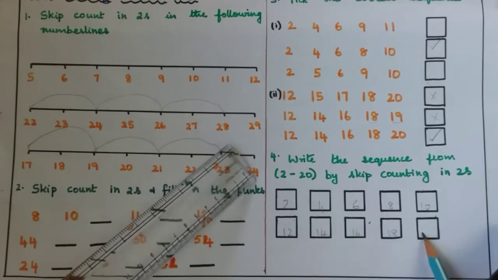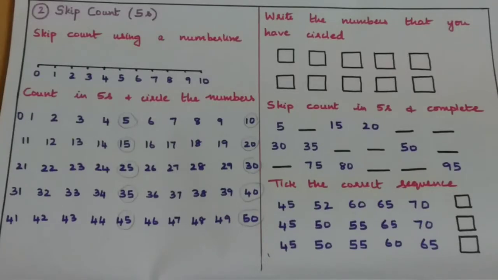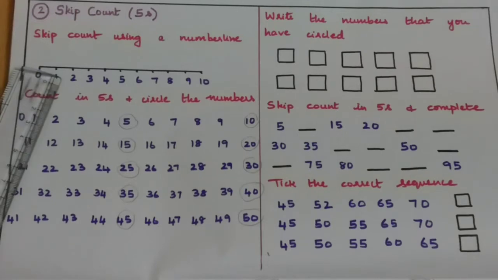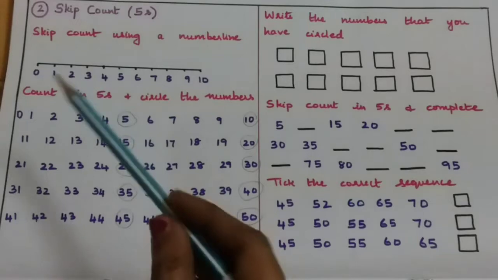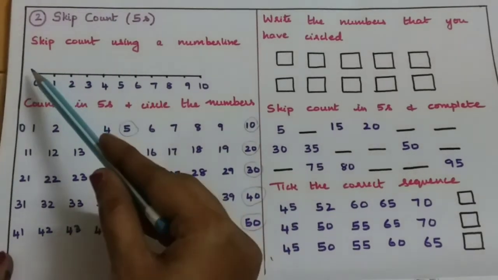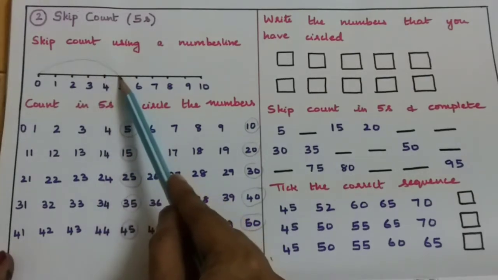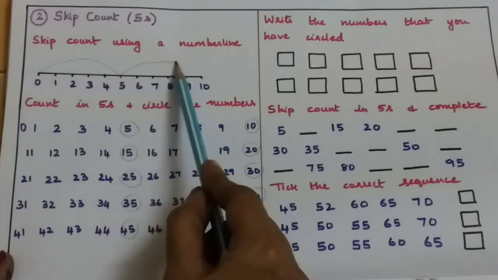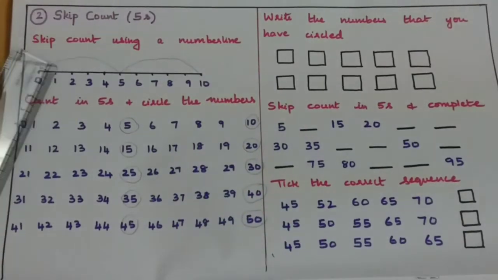So once this is done, you can move to the next concept, skip counting in fives and skip counting in tens. So first let's see about skip counting in fives. First you can ask them to skip count using a number line wherein they will have to start from 0 and land on every 5th digit. So when they start from 0, they will land on 5, and from 5 they will have to land on the next 5th digit, which is 10. So this is how they skip count using a number line.